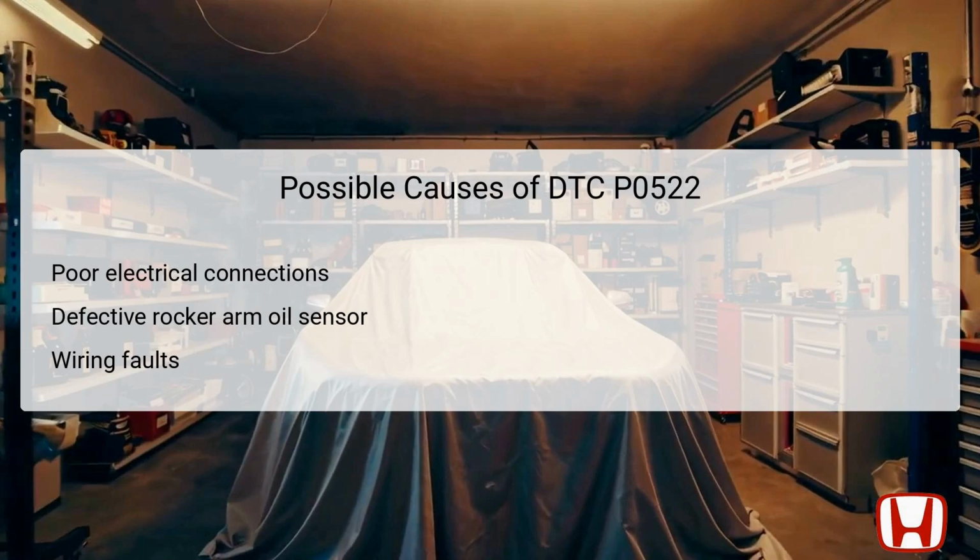Firstly, poor electrical connections can create low voltage scenarios, resulting in erroneous readings from the rocker arm oil pressure sensor. This could be due to loose terminals or corroded connections impacting the flow of electricity. Secondly, a defective rocker arm oil pressure sensor itself could fail and give low voltage outputs, necessitating its replacement. Lastly, wiring faults, such as breaks or shorts within the wires that connect the sensor to the PCM, can lead to circuit disruptions and low voltage readings. Each of these causes needs thorough investigation to ensure that the root problem is identified and resolved effectively.